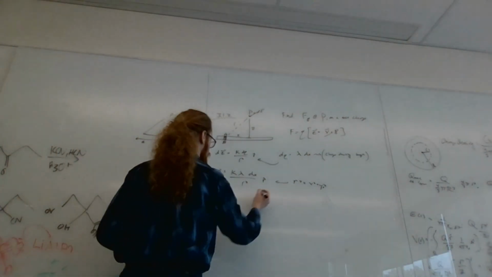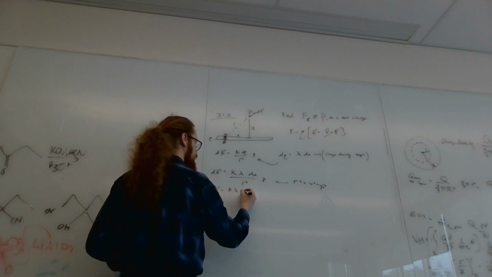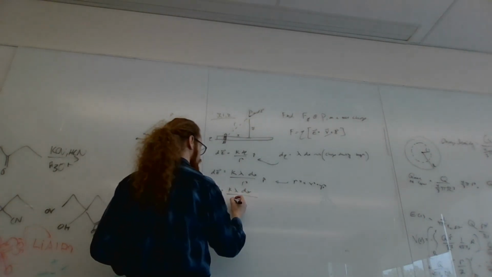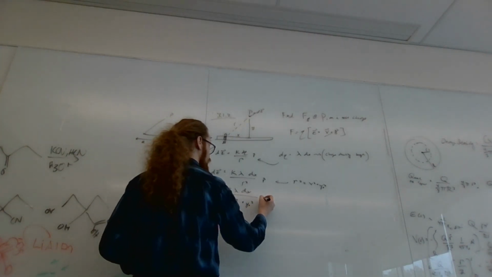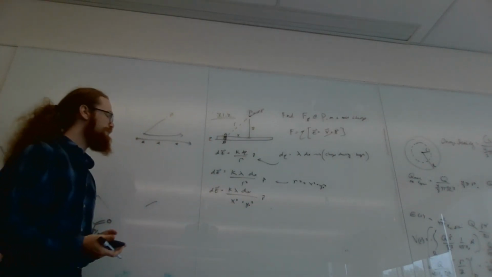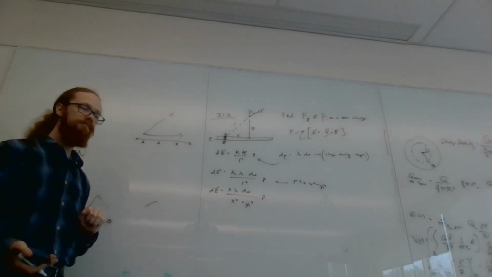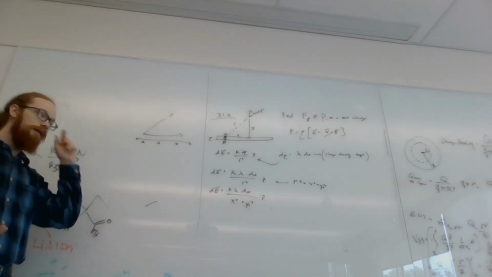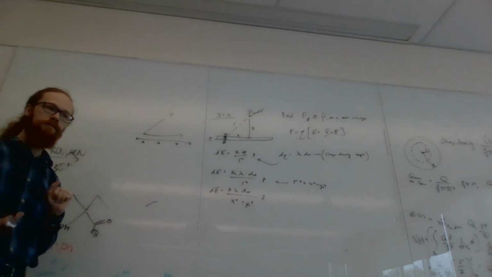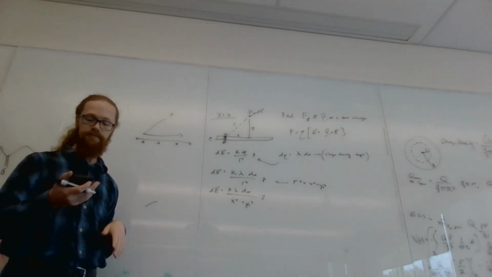Plug that in here. We got that dE equals k lambda dx over x squared plus y naught squared r hat. Hey, there we go. Now we've got all the same variables going on. Great. So we could integrate with respect to x now if we wanted to, because we've got an x dx type equation. We couldn't integrate before because r and x weren't the same variable.